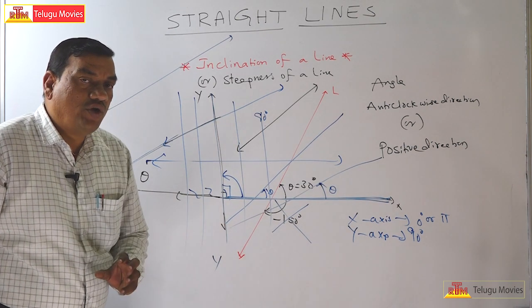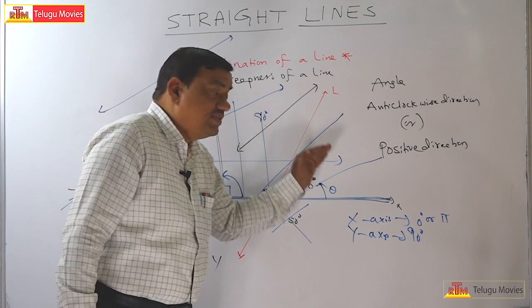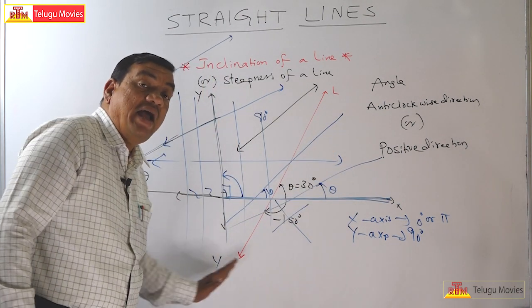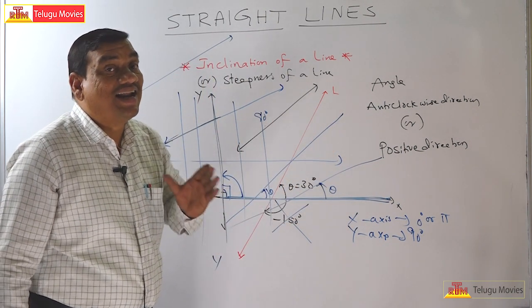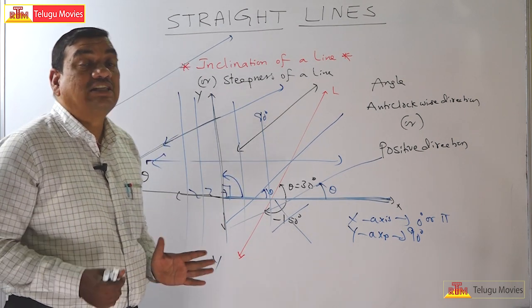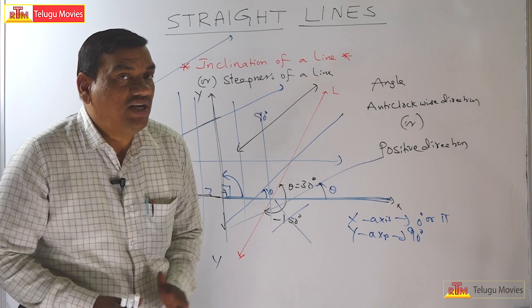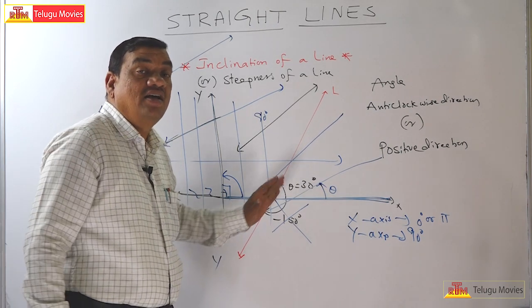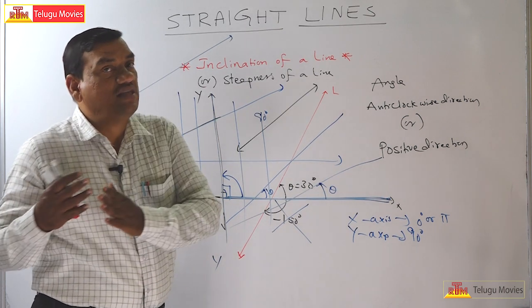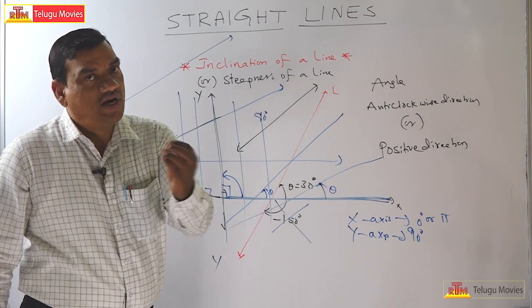Now what I am going to see is, if there is a line, what is the minimum inclination and what is the maximum inclination that a line can make with the x-axis. That means I am going to explain the range of the inclination. If theta is the inclination of a line, what is the minimum value and what is the maximum value? So let us see that.